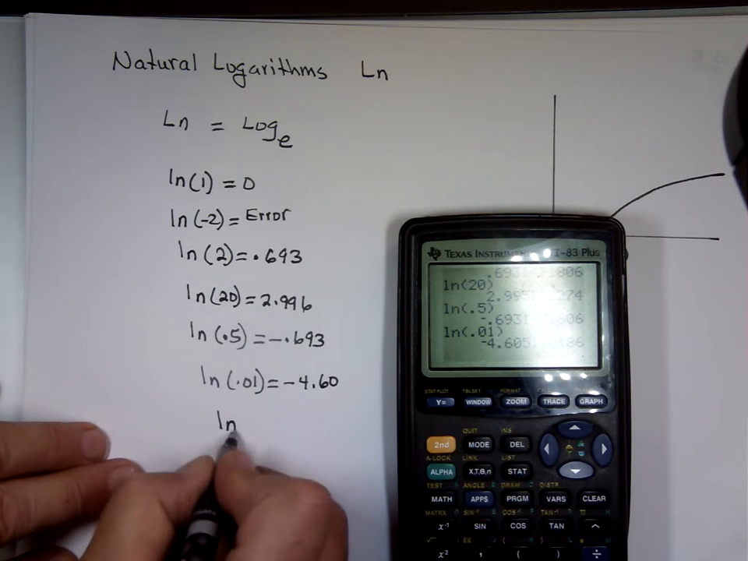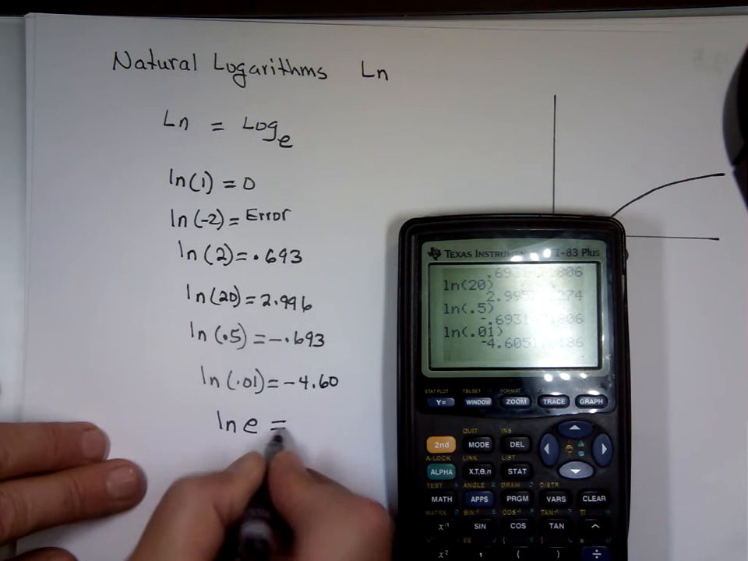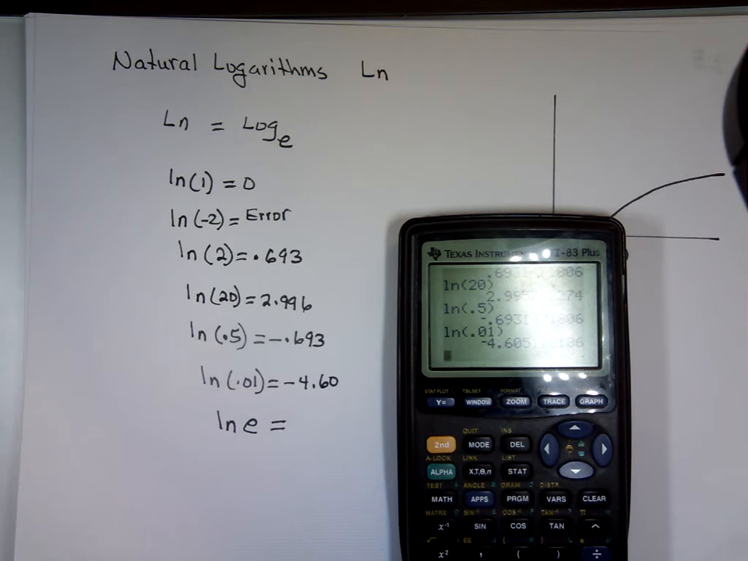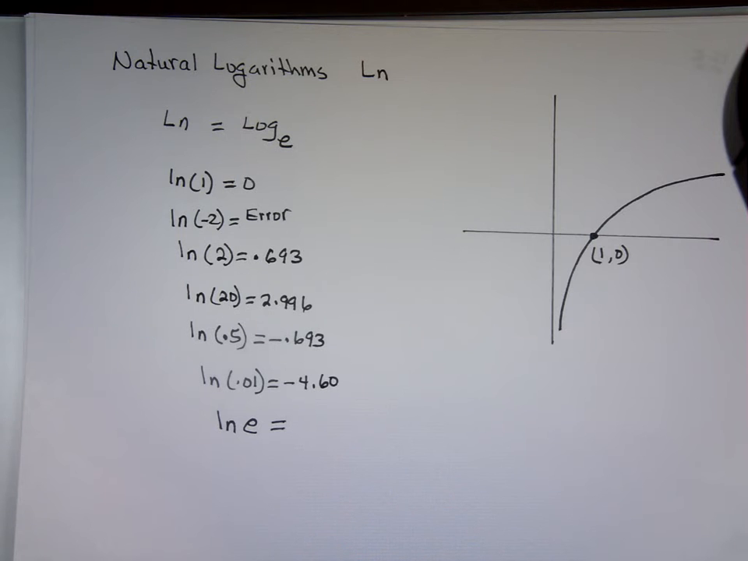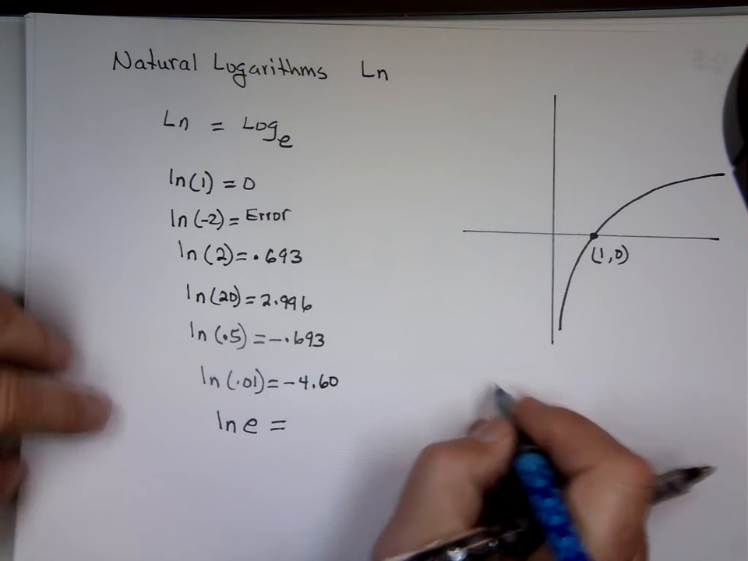What's the ln of E? Anyone? Should be 1. Why? Because that fits what I just said. ln is log base what?